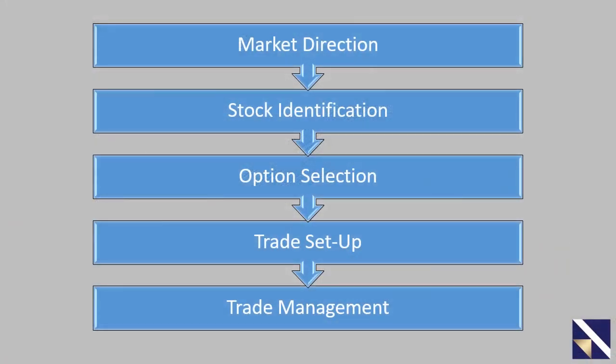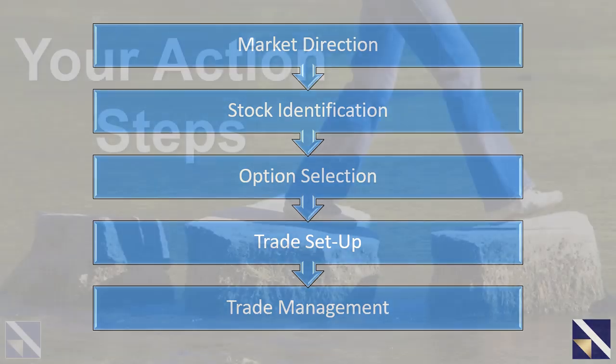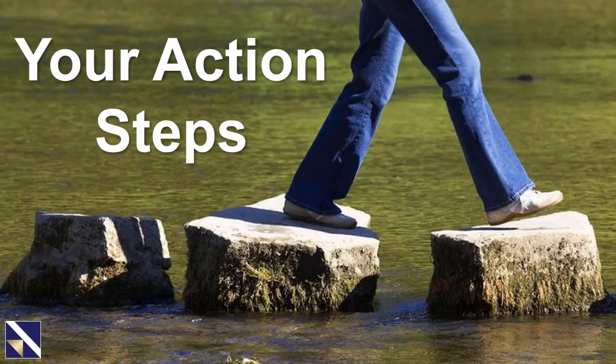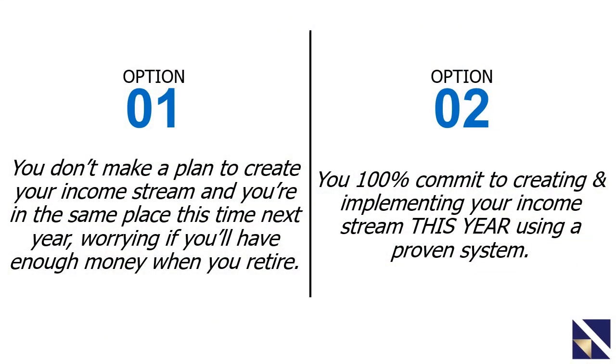Today, we looked at how to identify the right stocks for your option income trades. That is one part of your option income system. Let's talk about your action steps to take right now. The way that I see it, there are two options. Option number one is you don't make a plan to create your income stream and you're in the same place this time next year, worrying if you'll have enough money when you retire. Option number two is you 100% commit to creating and implementing your income stream this year using a proven system.